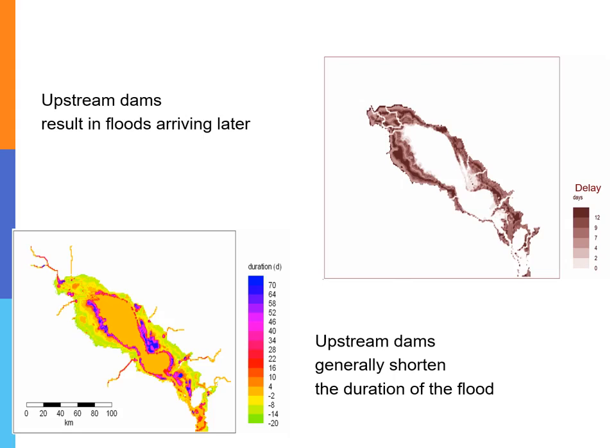These dams also slow down the flooding and result in floods arriving later, between 2 and 12 days later, which corresponds to a later migration starting. Upstream dams also shorten the duration of the flood. You can see here that in a number of places the flood will be reduced by a substantial number of days depending on the location.